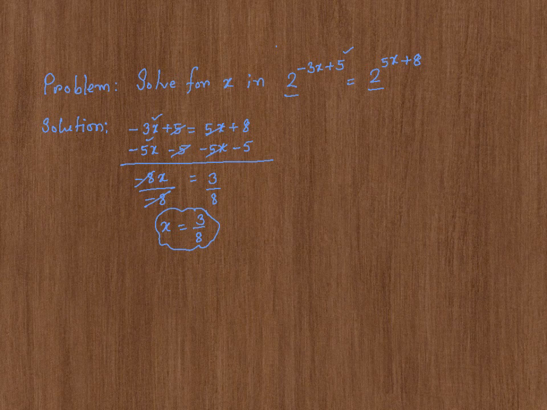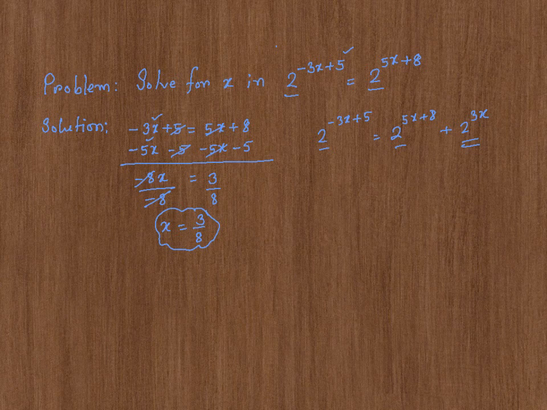What if we had something like this? 2 to the power negative 3x plus 5 is equal to 2 to the power 5x plus 8, plus 2 to the power 3x. I just added this term. In this case, on both sides you have the same base, but you couldn't equate the exponents. You have to be careful here and not make this mistake.